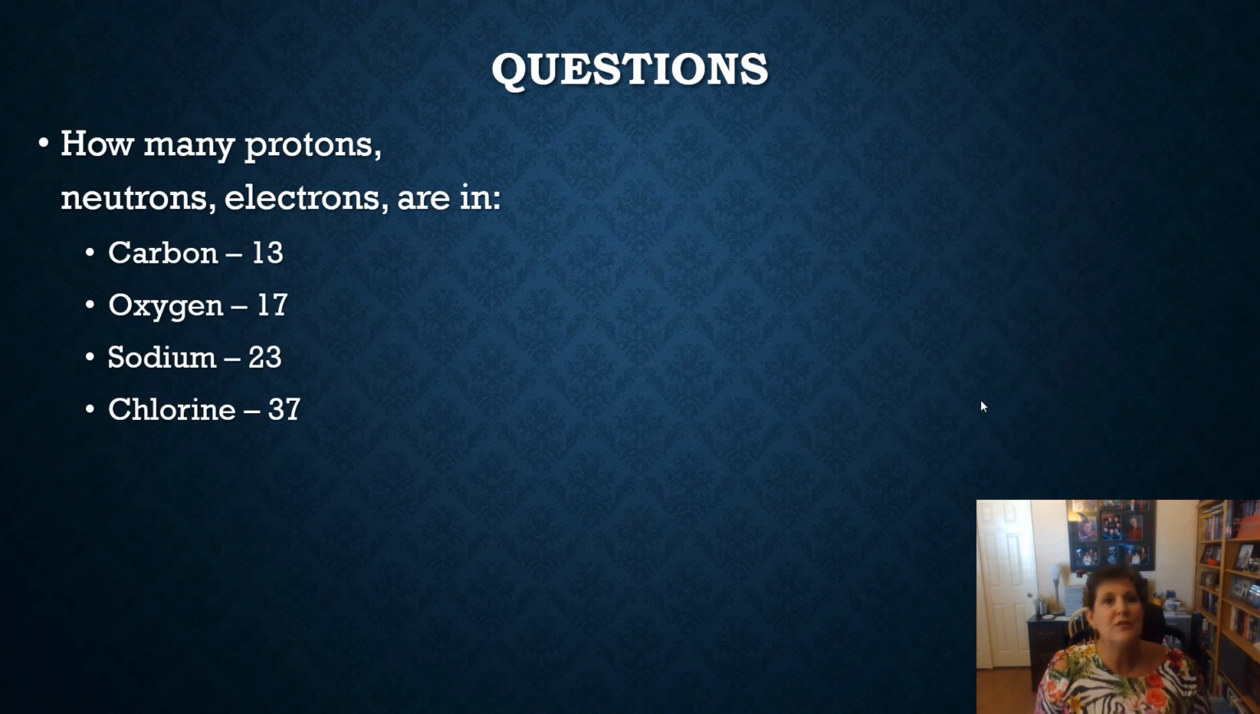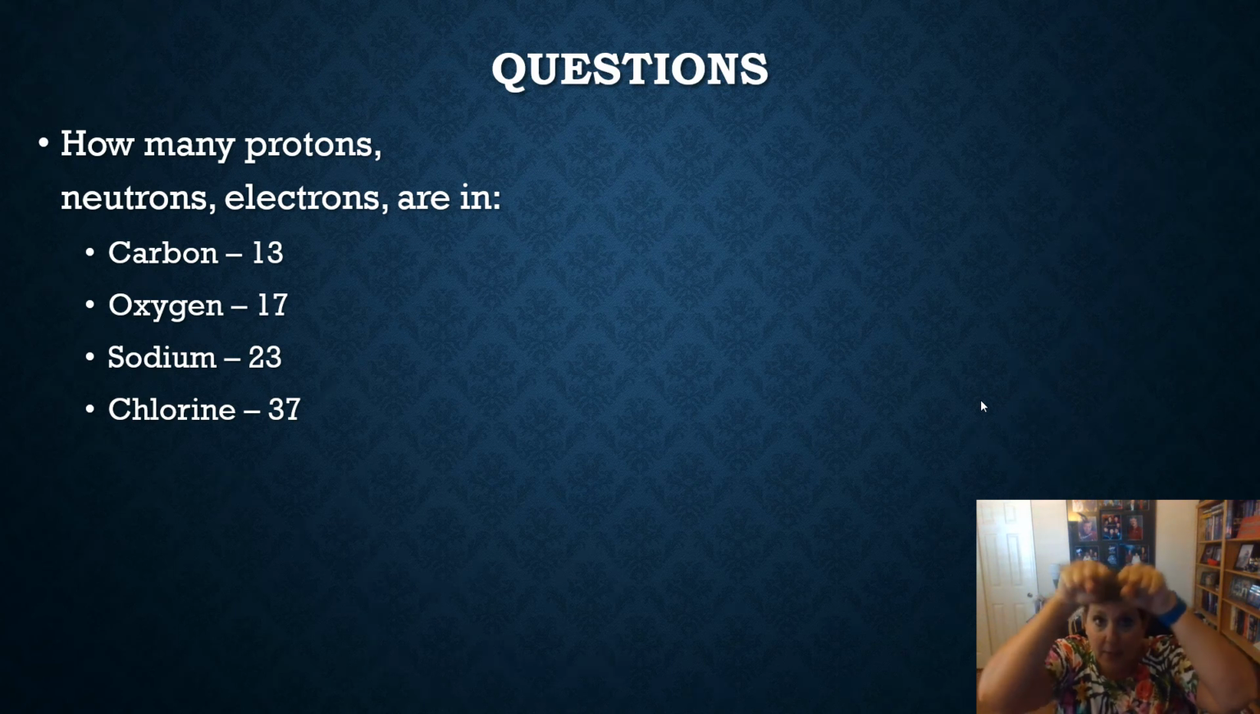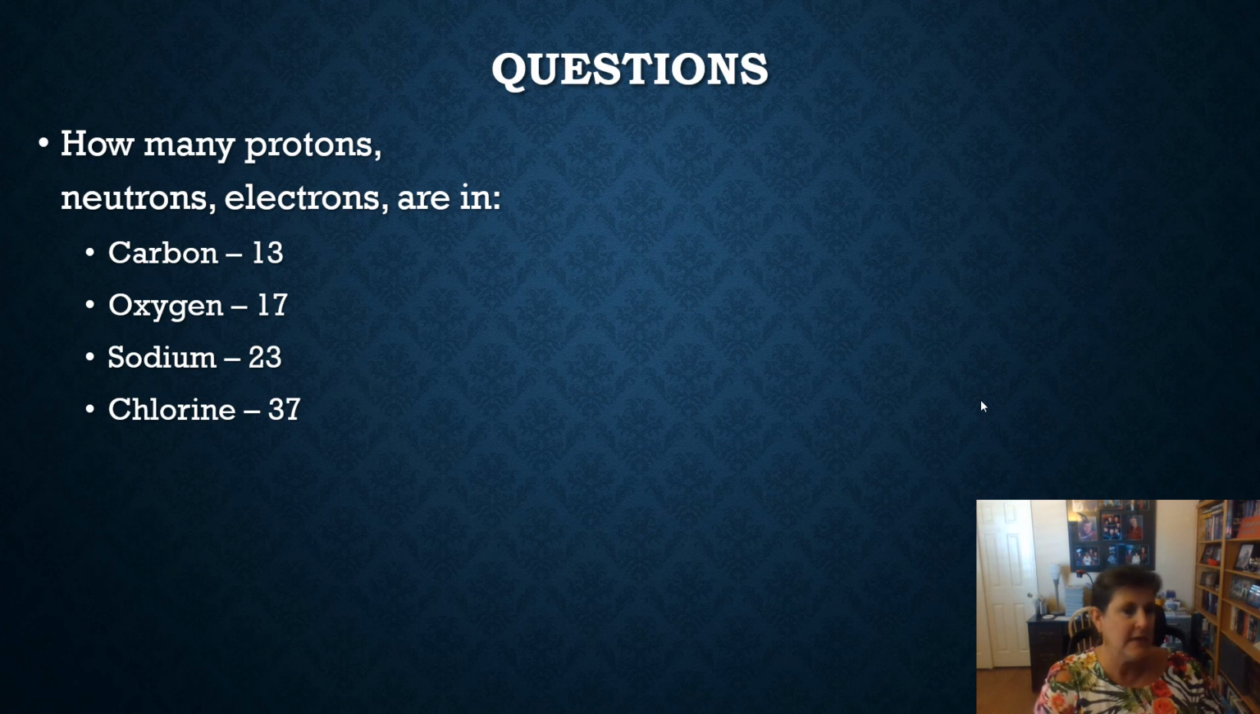So I have some questions for you. How many protons, neutrons, and electrons are in these atoms? Carbon dash 13, it's not a minus sign, it's a dash. Oxygen 17, sodium 23, chlorine 37. Now remember, that number after the dash is the mass. Protons plus neutrons together. Let's do the carbon one together.